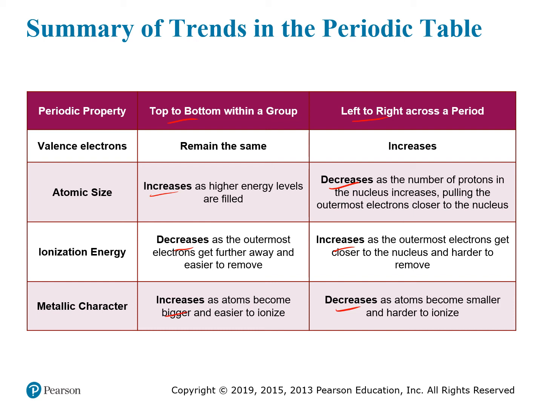So atomic size and metallic character are the same. They both increase going down and decrease going across. Ionization energy is the opposite. It's the reverse. And then you should also remember valence electrons, which is really related to the group number. Going top to bottom within a group, you have the same number of valence electrons. All of the elements in a group have the same number of valence electrons. As you go across a period, left to right, the number of valence electrons increases.